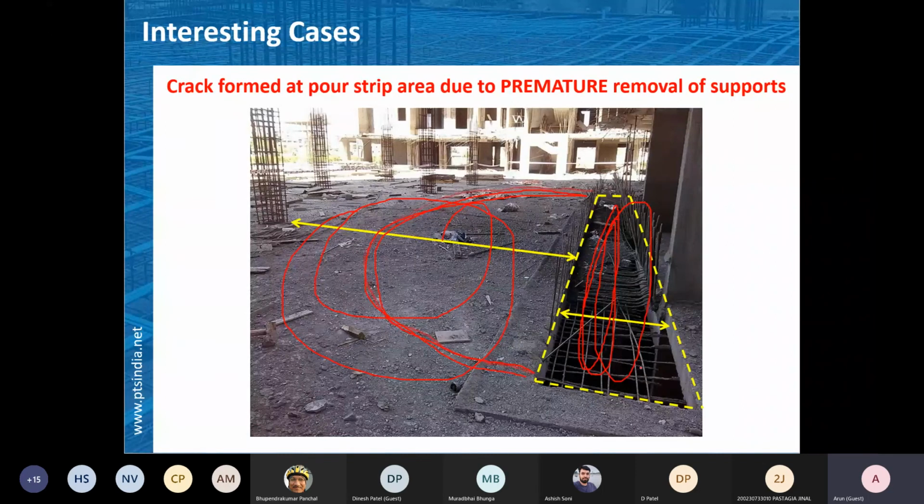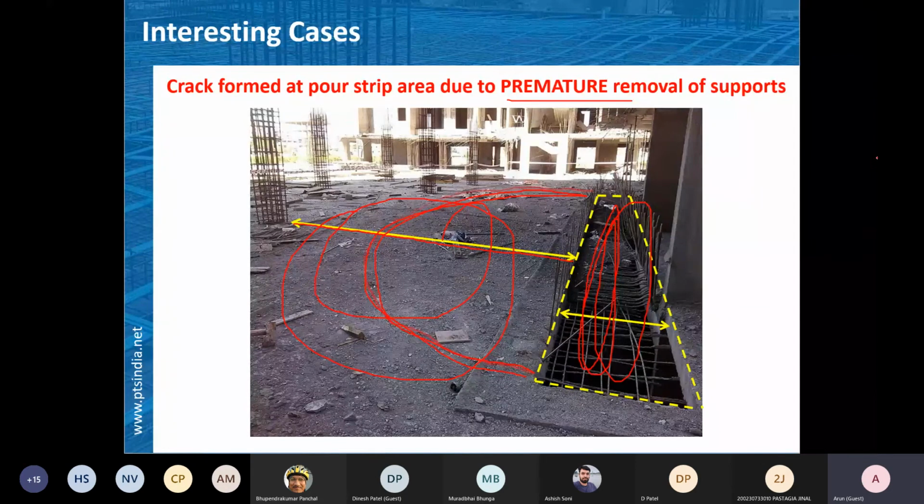So here, the span from here to here was around 8 meter, you can say. So it is a huge cantilever, and it was not designed as a cantilever. So this kind of mishap can happen because of this premature removal of the supports, if the support removal is not being treated as per the requirement of design. So here also this kind of retrofitting or re-strengthening cases we handled.